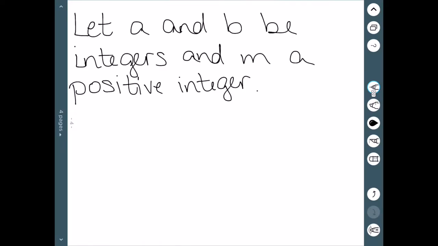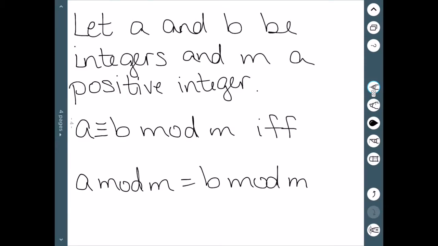We'll now look at an alternative way to show things are congruent. We'll suppose A and B are integers and M is a positive integer. In that case, A is congruent to B mod M if and only if A mod M is equal to B mod M. Therefore, we actually do the modular operation on both numbers and then see if they're equal.